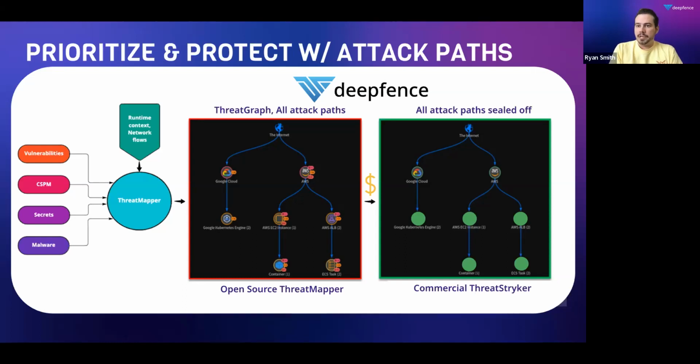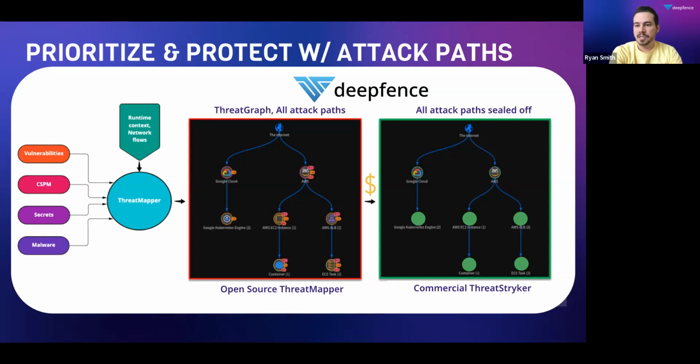But we add what we know about the runtime context of the deployment of that application in the cloud, whether that be net flow information, who's talking to who, what that looks like, to create for you which of those vulnerabilities, malware, exposed secrets, misconfigurations is actually exploitable by a threat actor, and identifying and helping you map the actual attack path they would take to exploit that vulnerability.